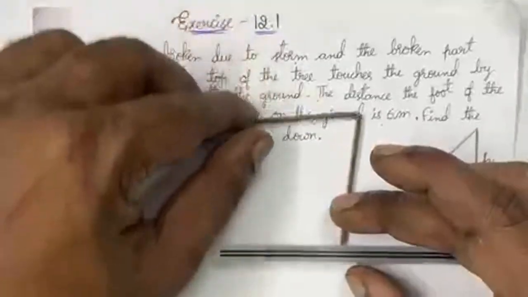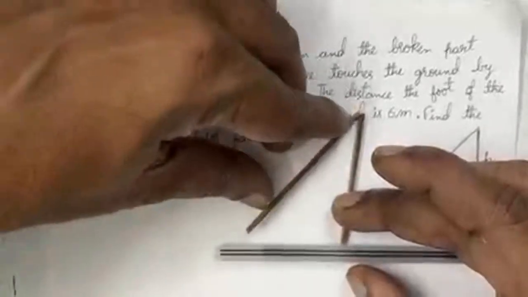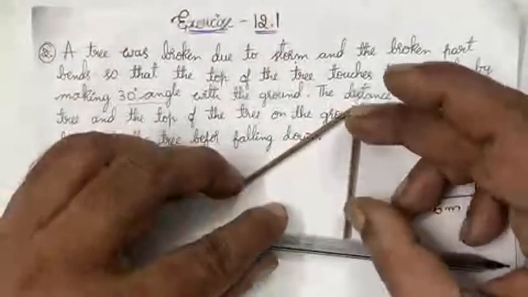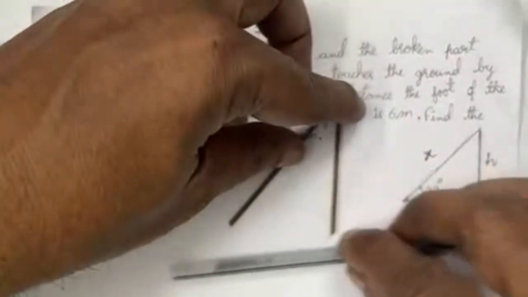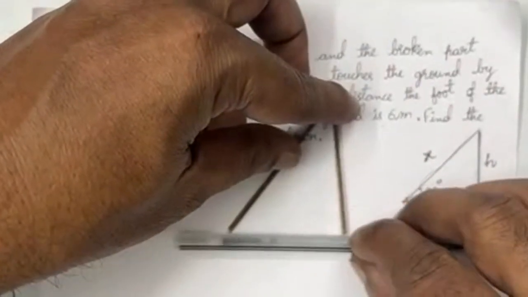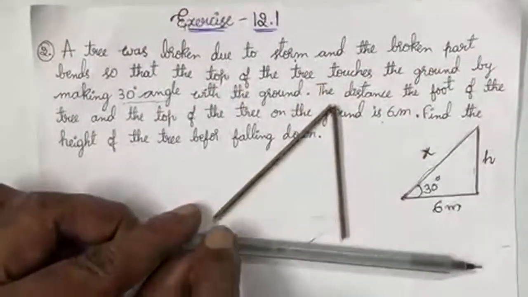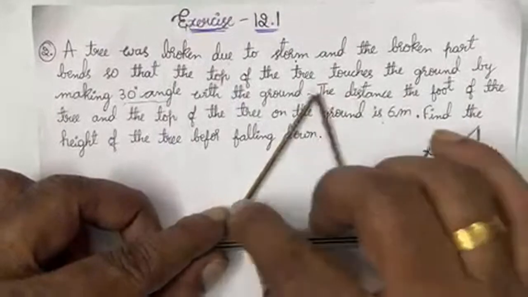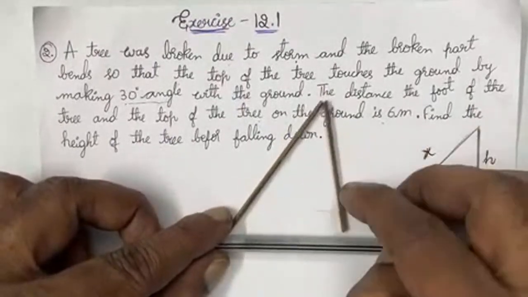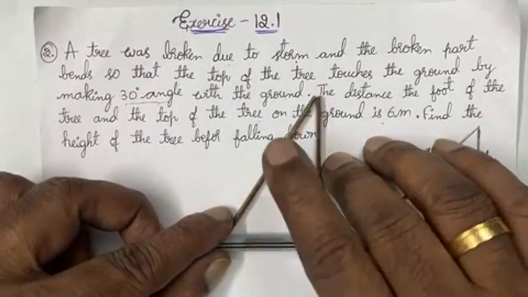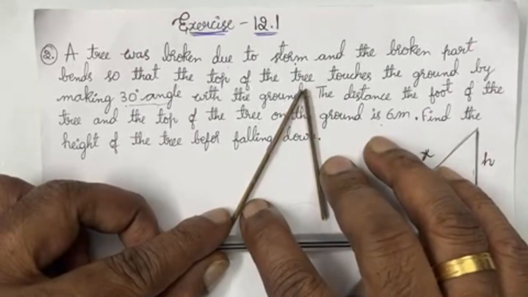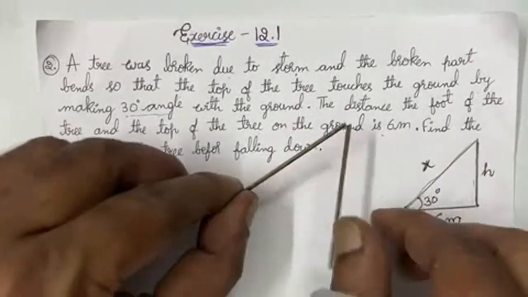Because of the storm it is broken here. This is the broken part, and this is the remaining part of the tree, and this is the pen which I kept here on the ground. So we are seeing that the top part is touching the ground here, the remaining part is h, and the top part is here. It is making a 30 degrees angle. This is the way we have to think about it.